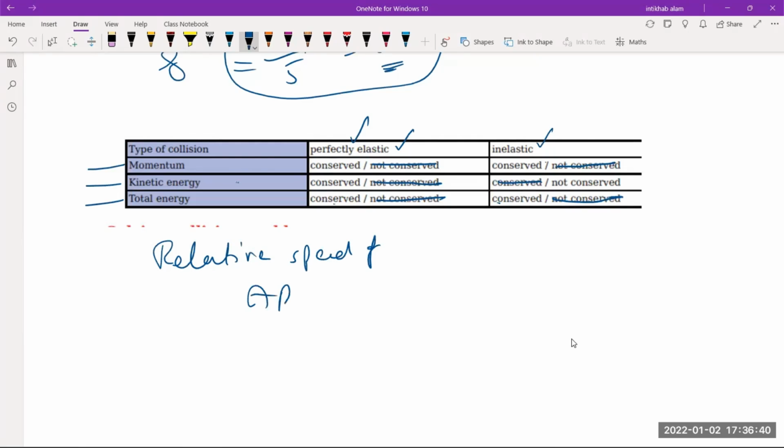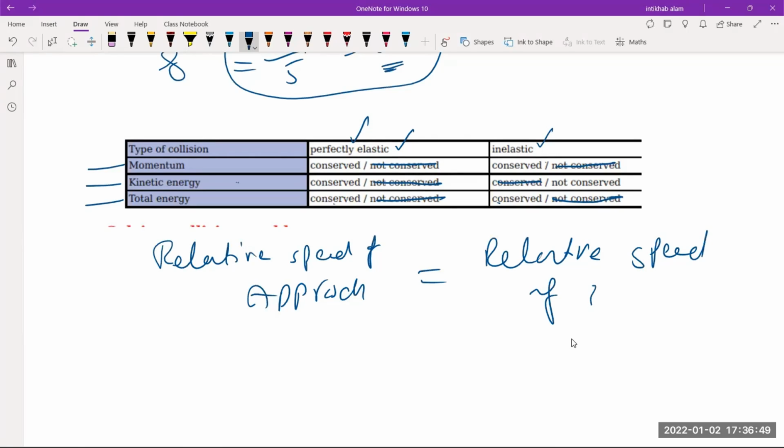speed of approach is equals to relative speed of separation. Please follow this as well.